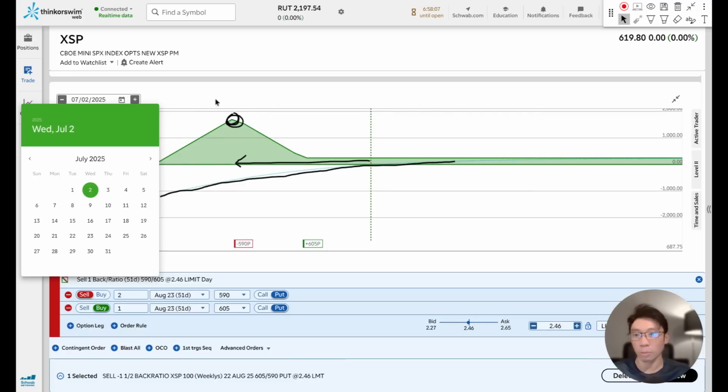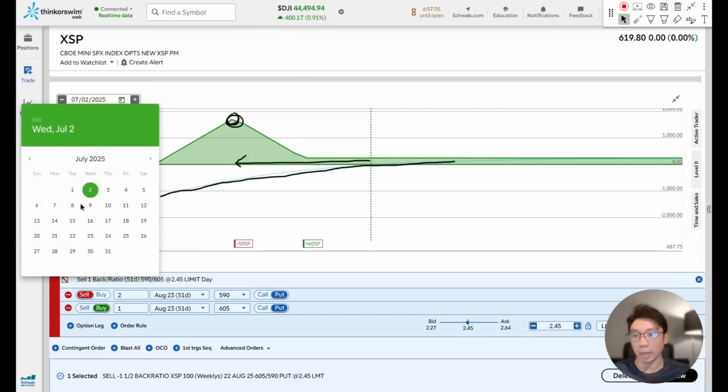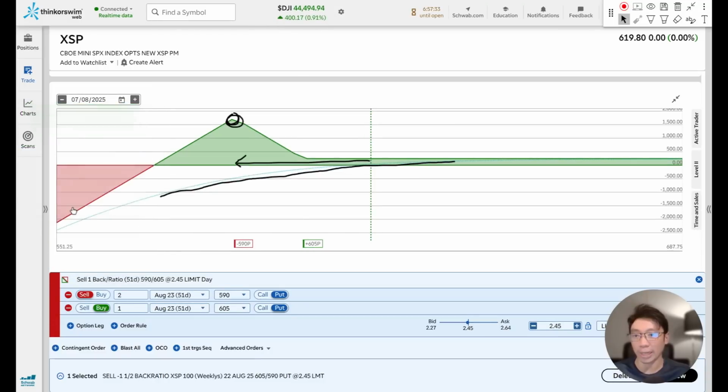So let me just remove this again just to show you how much the loss is going to be. If you see this blue dotted line, I want you to take a look at this figure down here, this number here. If I was to hover over to this price down here, you will see that the loss is at 597. So we're going to be at a loss of $597 if the market comes down to where our short put is today. What about 1 week later? So let me just click on this calendar over here and fast forward to just 1 week later.